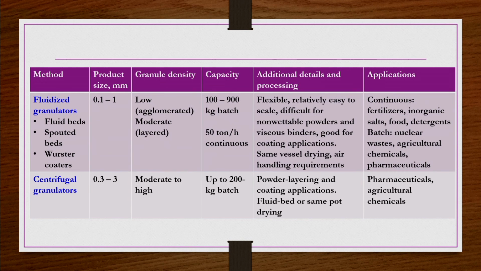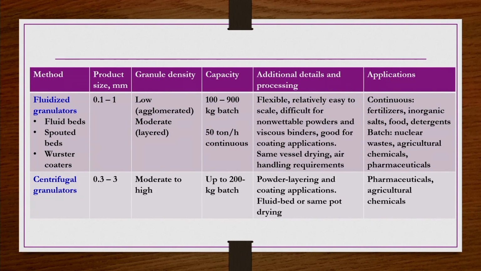These fluidized granulators in general are flexible and relatively easy to scale; however, they are difficult for handling non-wettable powders and viscous binders. They are good for coating applications, and the required drying or air requirements can be handled in the same vessel. Such fluidized granulators find applications in continuous mode, if you are operating them, in fertilizers, inorganic salts, food, detergents, etc. The same fluidized bed granulator in batch mode is in general used for nuclear waste, agricultural chemicals, and pharmaceuticals.